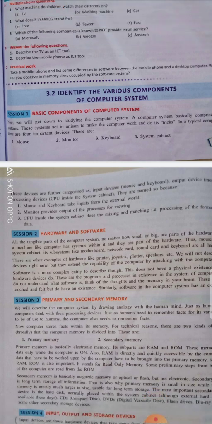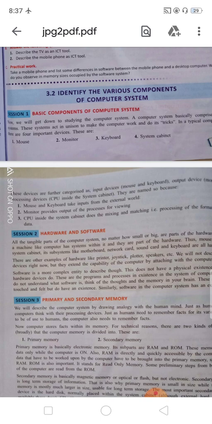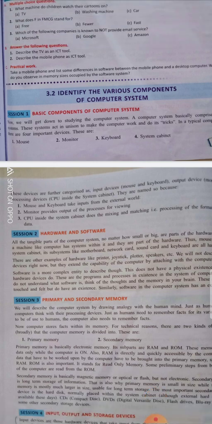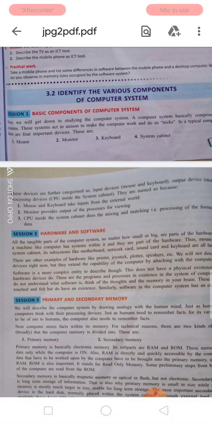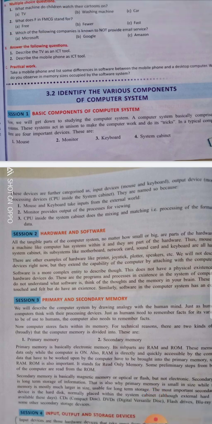The computer system contains two main parts, that is hardware and software. You already know this one. What is meant by hardware? These are the physical devices of your computer system which you can see and touch. The hardware has three main devices. One is the input devices, another one is output devices, and the next is the processing device.